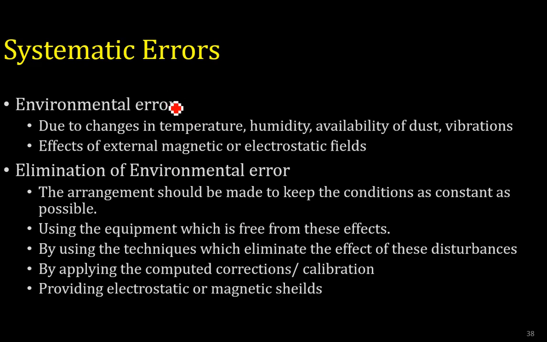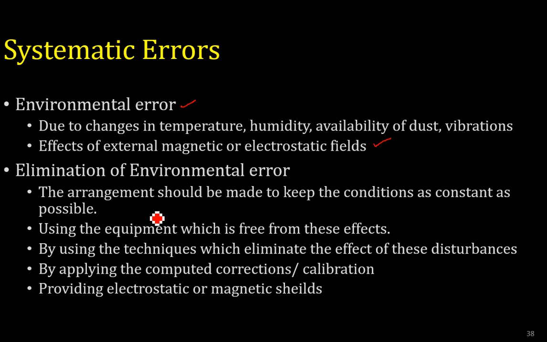The second one in systematic error is the environmental error. So there can be errors due to temperature variations, humidity, dust, vibrations. Again, the effects of magnetic and electrostatic fields also have to be considered for certain measurements. So these errors can be fatal in critical measurements. So this also has to be eliminated.